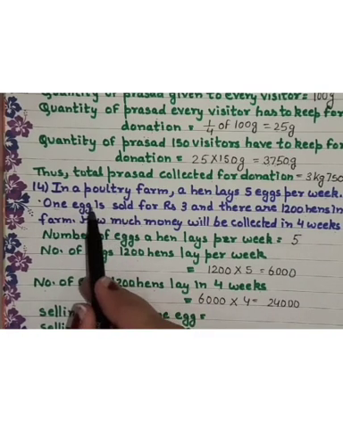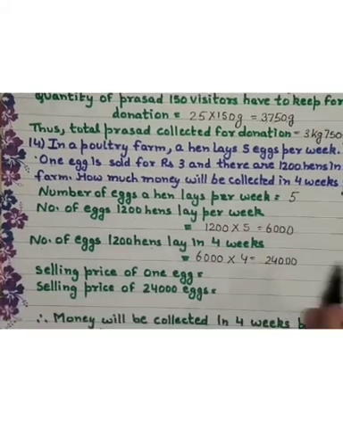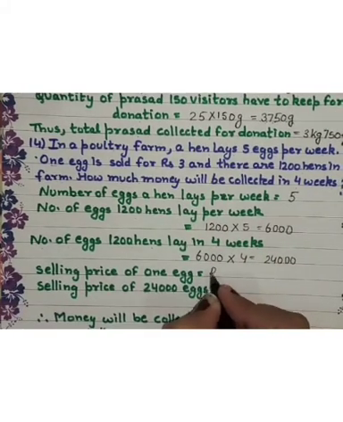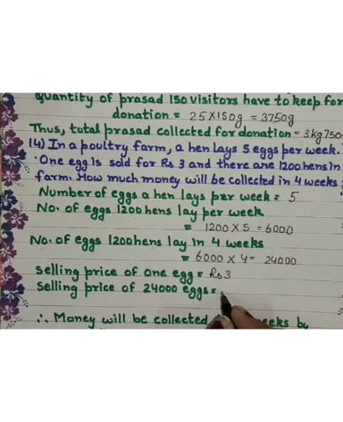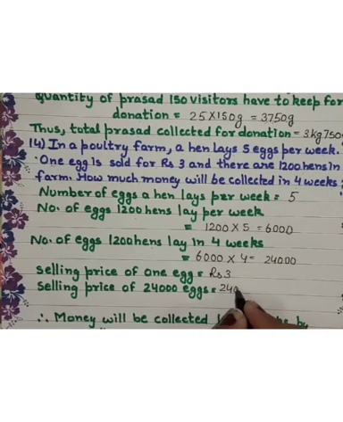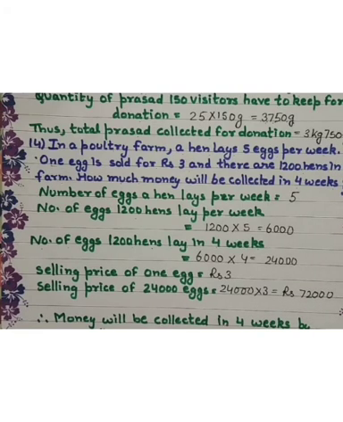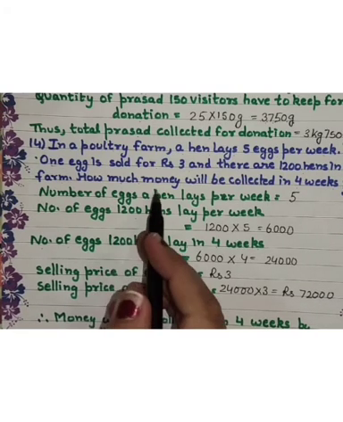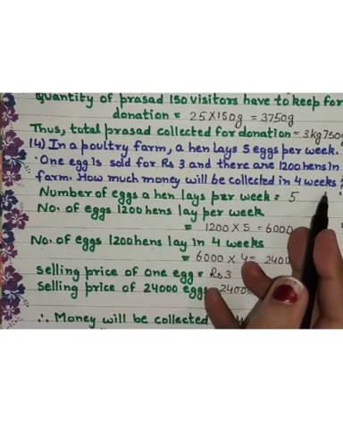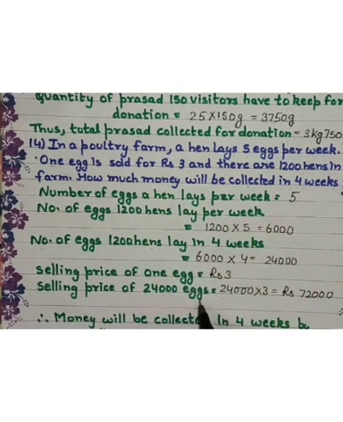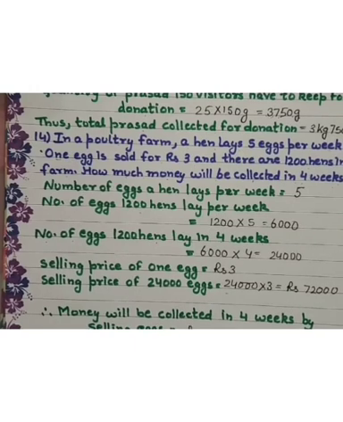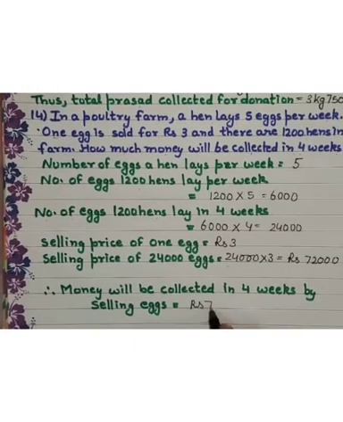Now, one egg is sold for ₹3, then 24,000 eggs will be sold for ₹24,000 multiply 3, ₹72,000. Now, money collected in 4 weeks by selling 24,000 eggs will be ₹72,000.